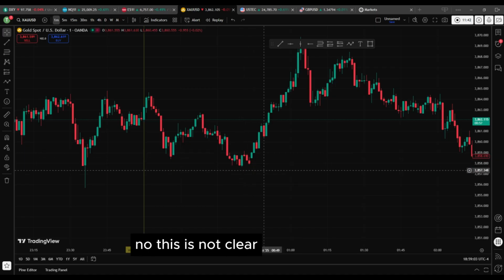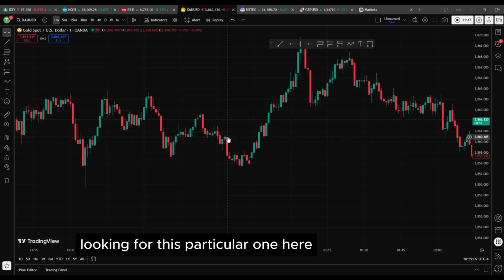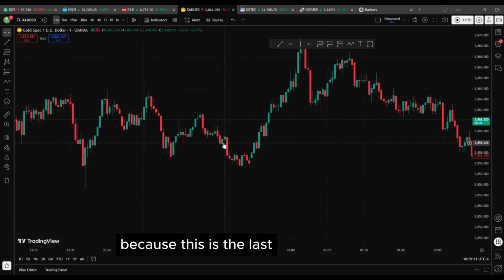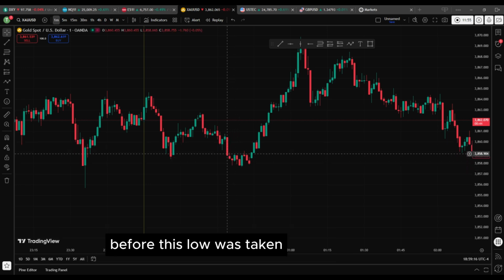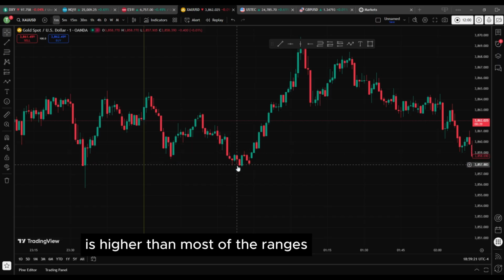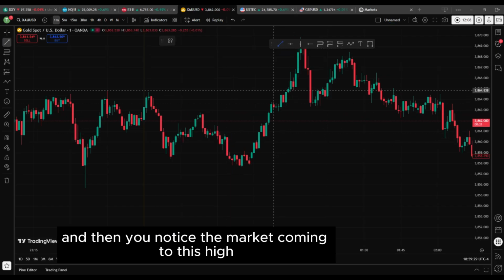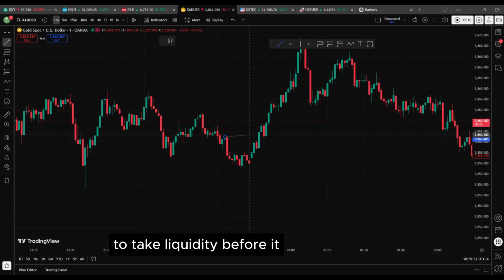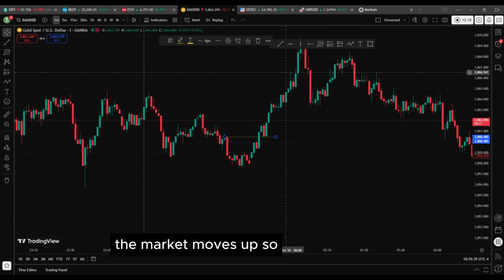Oh, no, this is not clear. But the market still rallied, looking for this particular one here, because this is the last major fair value gap that formed before this low was taken. Look at the range of this candle. The range of this candle is higher than most of the ranges down here. See, this is the last bearish fair value gap that formed. And then you notice the market coming to this high to take liquidity to continue higher. Before it continues higher, it came here and then boom, the market moves up.